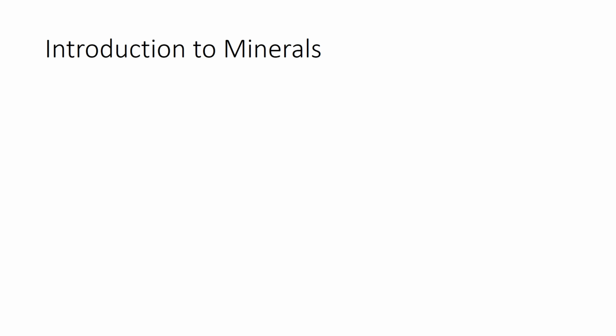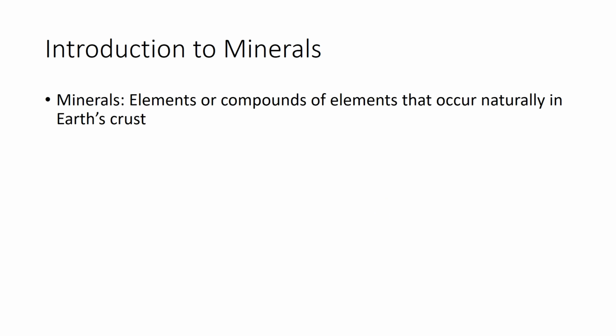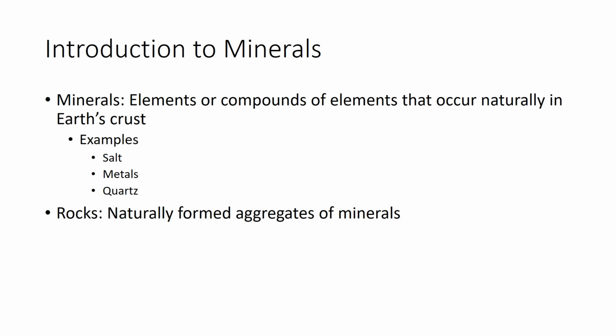All right, so we talked a little bit in class today about what minerals actually are. Textbook definition: they are elements or compounds of elements that occur naturally in Earth's crust. Examples: salt. All of our metals are minerals. Quartz is a mineral, common in rocks. And as I mentioned, rocks are simply mixtures of various minerals, so granite and basalt have a variety of minerals that make up those rocks themselves.